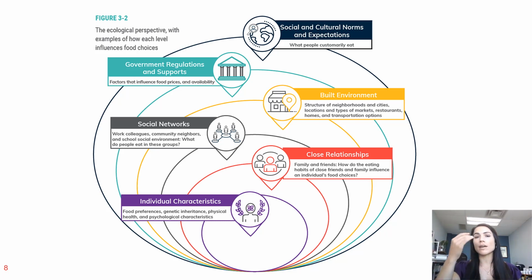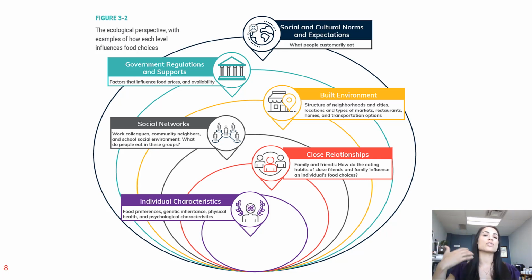And then one tier above, you have the built environment. Those are the structures of neighborhoods, cities, locations, what's around them. Maybe some of you have heard of a term called a food desert. That's the idea that someone lives in an area that's really far away from fresh food, fresh produce, things that are healthy. So if someone lives in a quote unquote food desert, their built environment is not set up in a way to support that individual. You also have government regulations and supports. These are factors that influence food prices and availability. A great example of this is the subsidies that our government has on different foods. One example in the US particularly is the subsidy it has on soy.